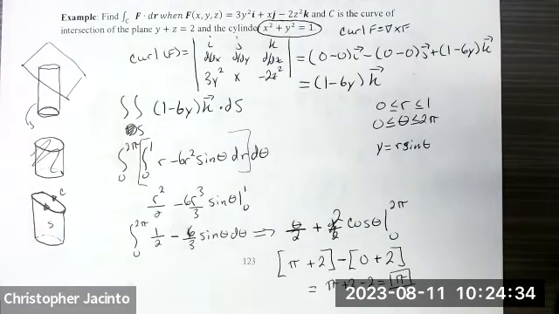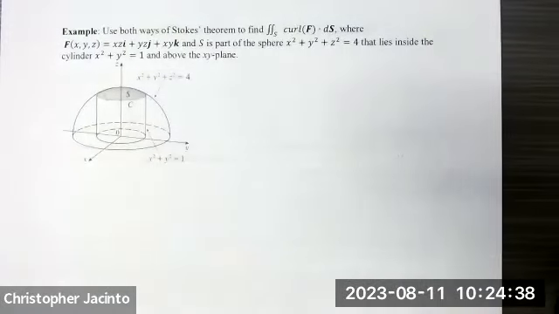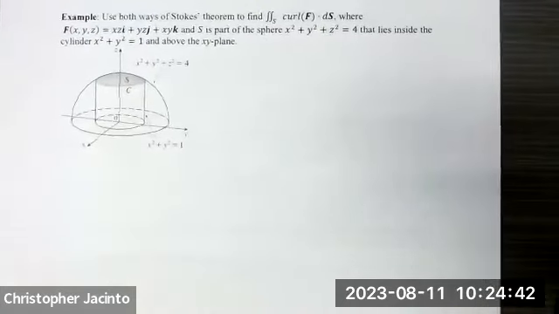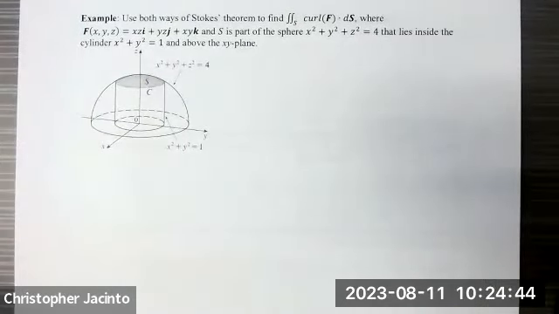Okay, so I do have time for my last example, because the last example, believe it or not, is pretty fast, even though you have all the space here. You're going to see it. So, all right. Use both ways of Stokes' theorem to find this, where S is a part of the sphere x squared plus y squared plus z squared equals 4, lies within the cylinder x squared plus y squared equals 1, and above the xy plane.